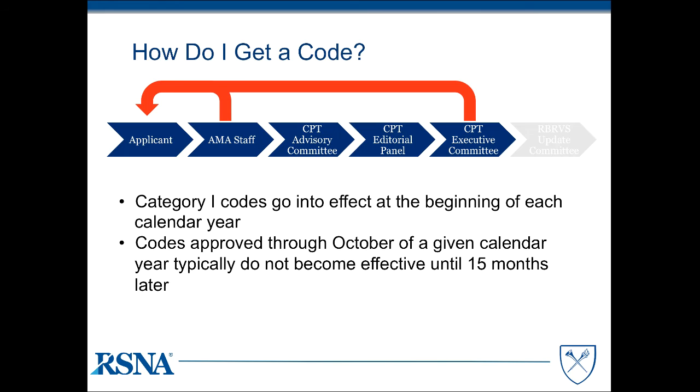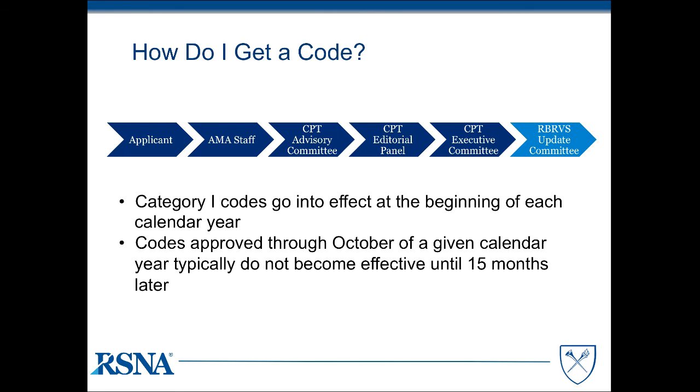There's usually some administrative cleanup that has to happen, which gets done by the CPT editorial panel's executive committee or the AMA staff, or sometimes both. Sometimes those are done in conjunction with the applicant, sometimes on their own. That's all necessary to get a code ready to go to the next step, which is valuation by the RBRVS Update Committee.